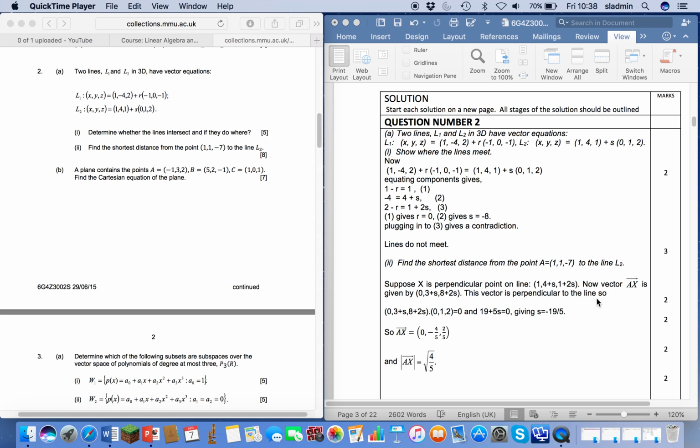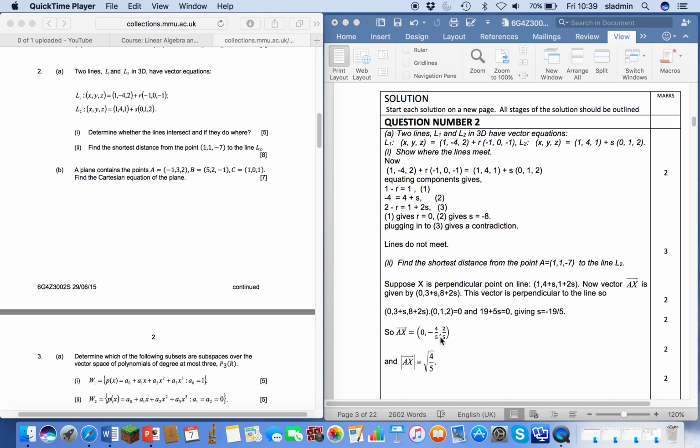Now this vector is perpendicular to the line, so therefore this vector is perpendicular to the direction vector for the line, and the direction vector for the line is just (0, 1, 2), which you can see here. So this is called the direction vector for the line. So our vector AX dotted with the direction vector for the line should equal 0. That means that these two vectors are orthogonal. So we take the dot product, we get 19 plus 5s is 0, which gives us s is minus 19 over 5. So the vector AX is then found by substituting s is minus 19 over 5.